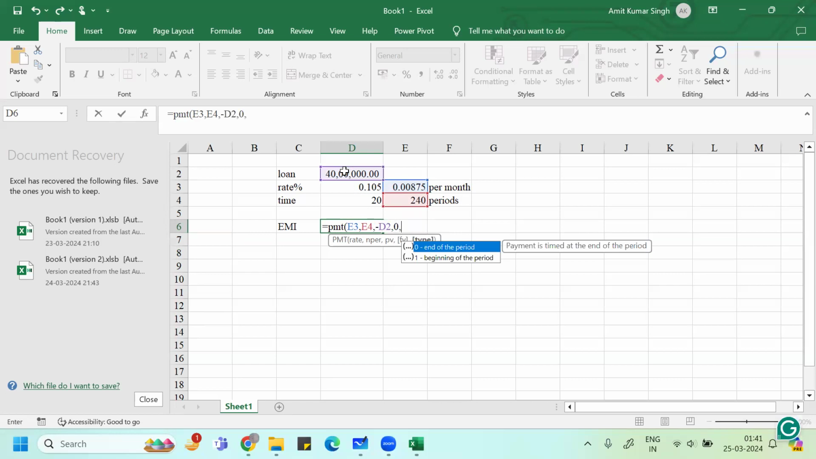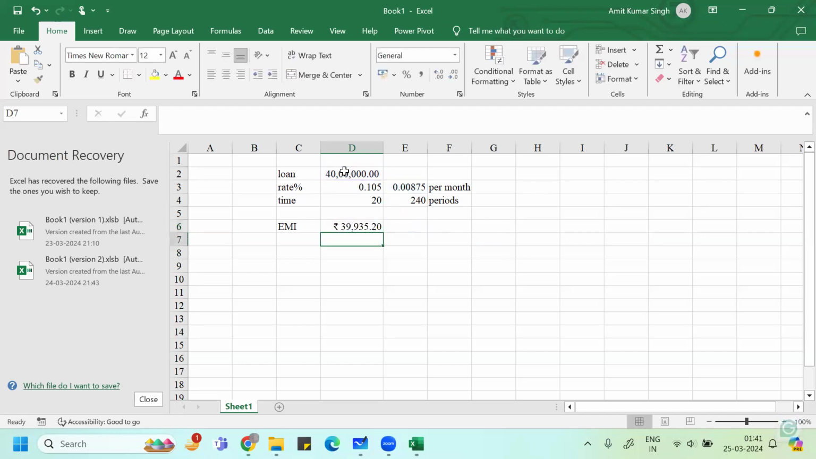FV is zero because there's no future value of money, and type zero means payment is at the end, while one means at the beginning. So you'll get the EMI as 39,935.20.